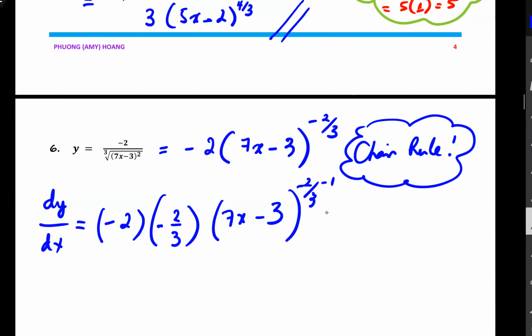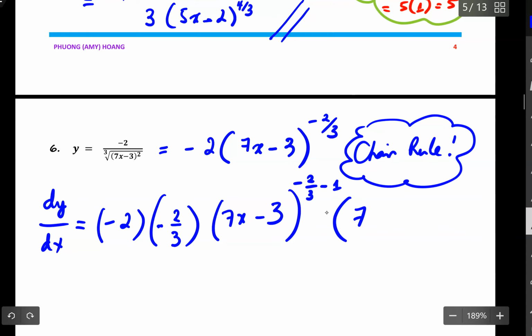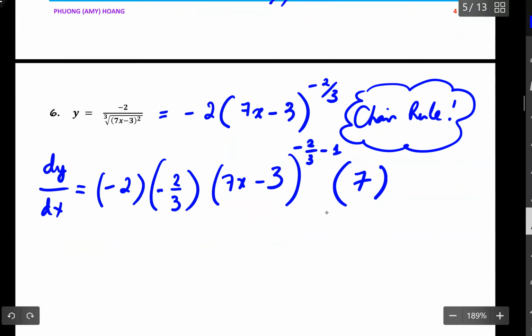Okay, so take 1 away from the exponent. Then the step after is to multiply by the derivative of what's inside the bracket. So negative 2 over 3 minus 1. And the derivative of what's inside the bracket would be 7.